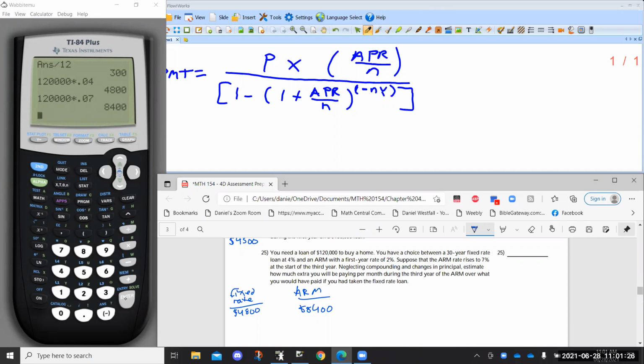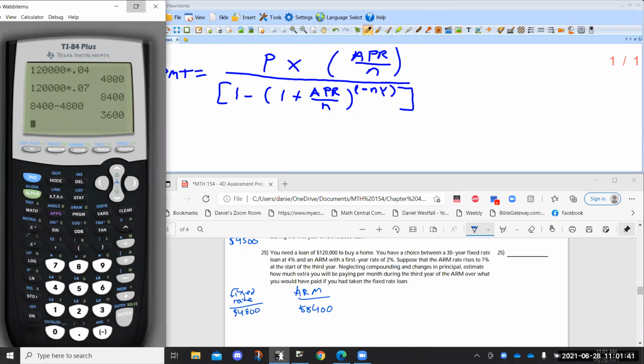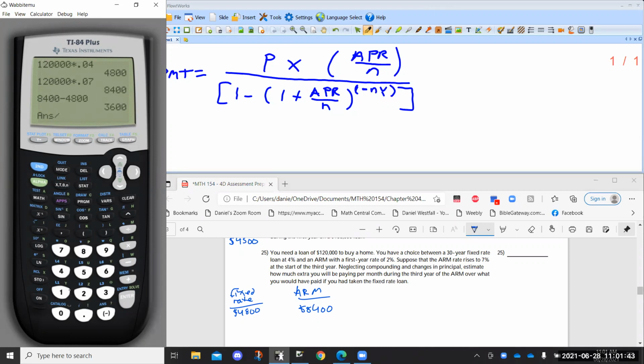And the question here is, how much extra would you be paying a month? So we're going to take 8,400 minus 4,800, and then we're going to divide that by 12. And we're going to get that we would be paying an extra $300 a month this way. All right, that's it for this one.